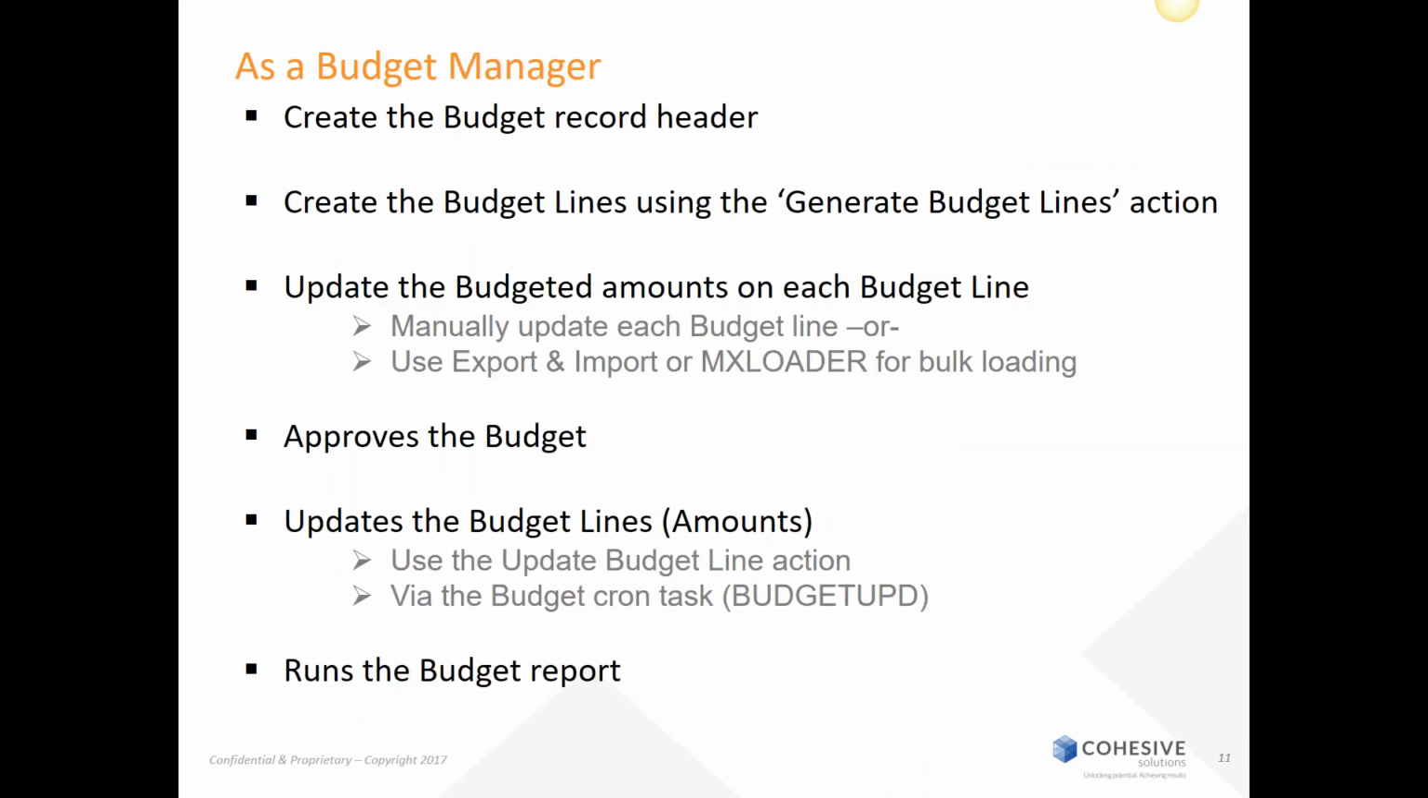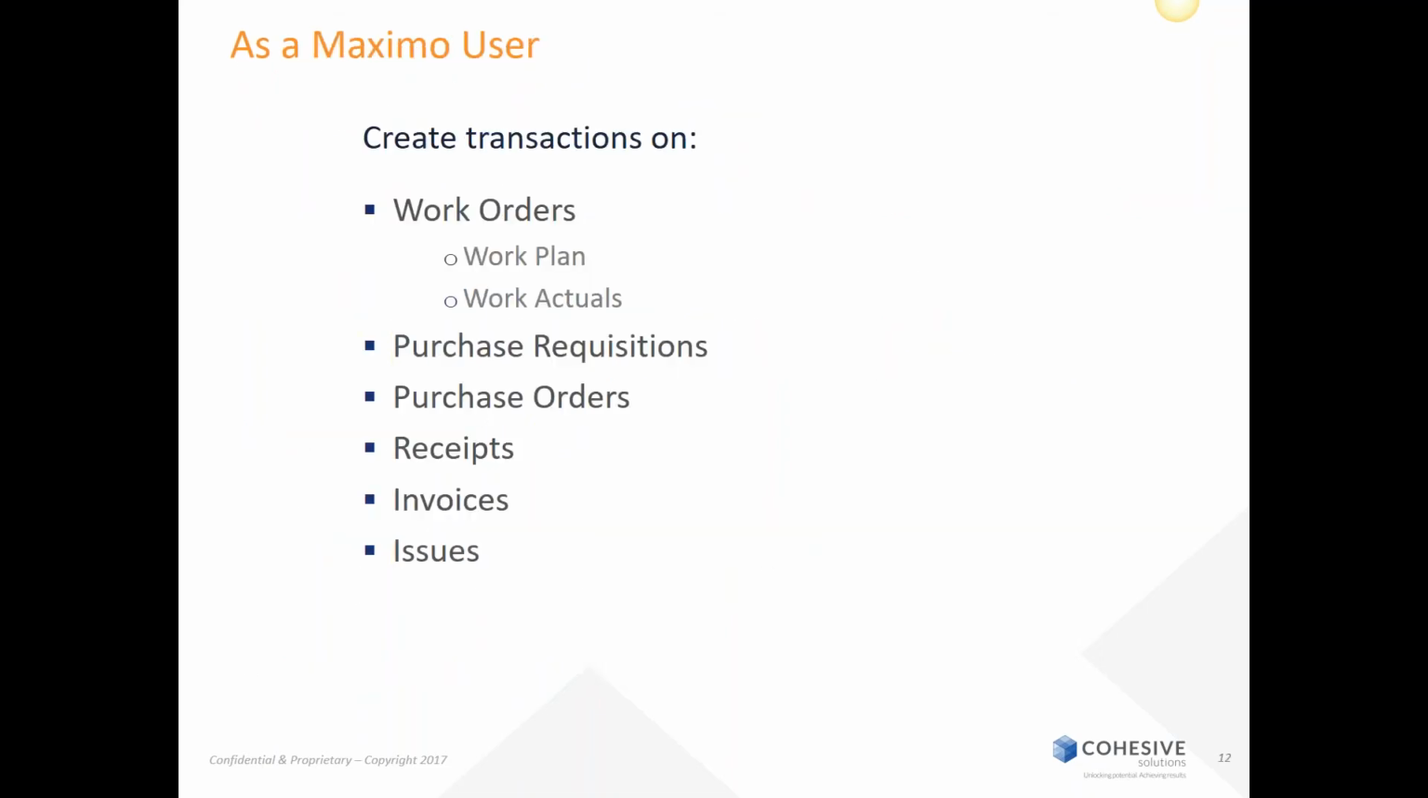Okay. So as a budget manager, you do just what I did, which is to create a budget record. You generate budget lines. You either manually go in and update the budget for each line you've generated, or use the import-export, as I'll show later, the MX Loader for bulk loading. You approve it, and then you can update the budgets, and it takes the transactions and calculates the values for each of those buckets and posts them against the budget line. And then, of course, there is one budget report that comes with it. It's called a budget detail report, and I'll show you that as well.